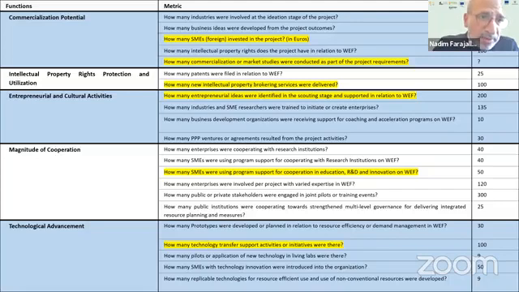The fourth function that we are interested in is the magnitude of cooperation. How many enterprises with a research institute? How many SMEs were using program support for cooperating with research institutions on the WEF? How many SMEs were using program support for cooperation of education, research and development, and innovation on the WEF? How many enterprises were involved per project? And what are their varied experiences in relation to the water, energy, food nexus?